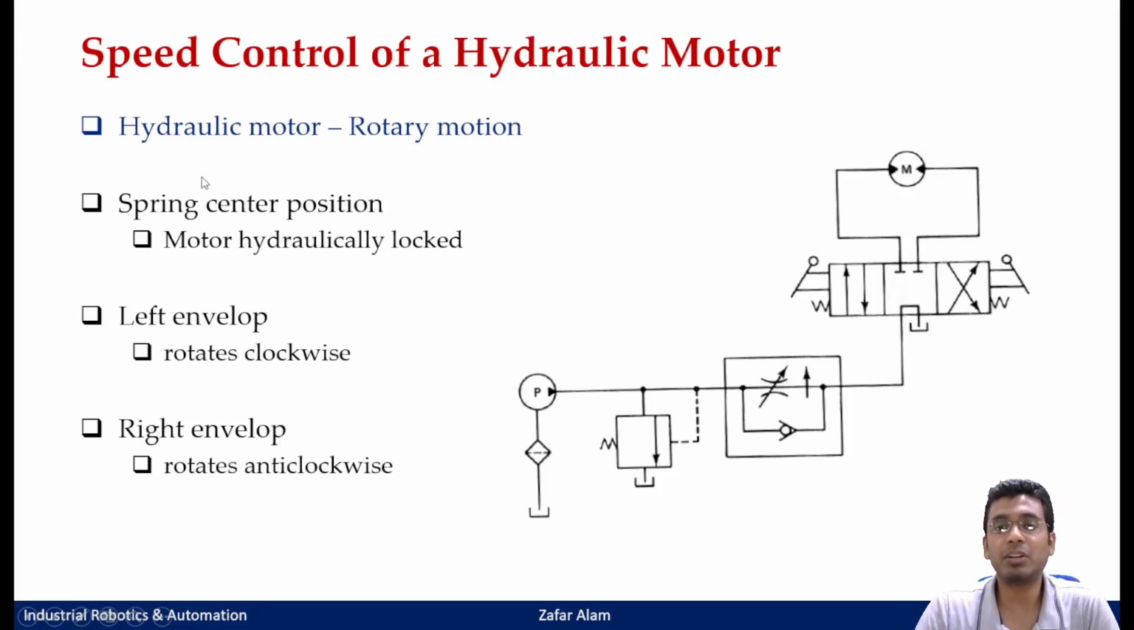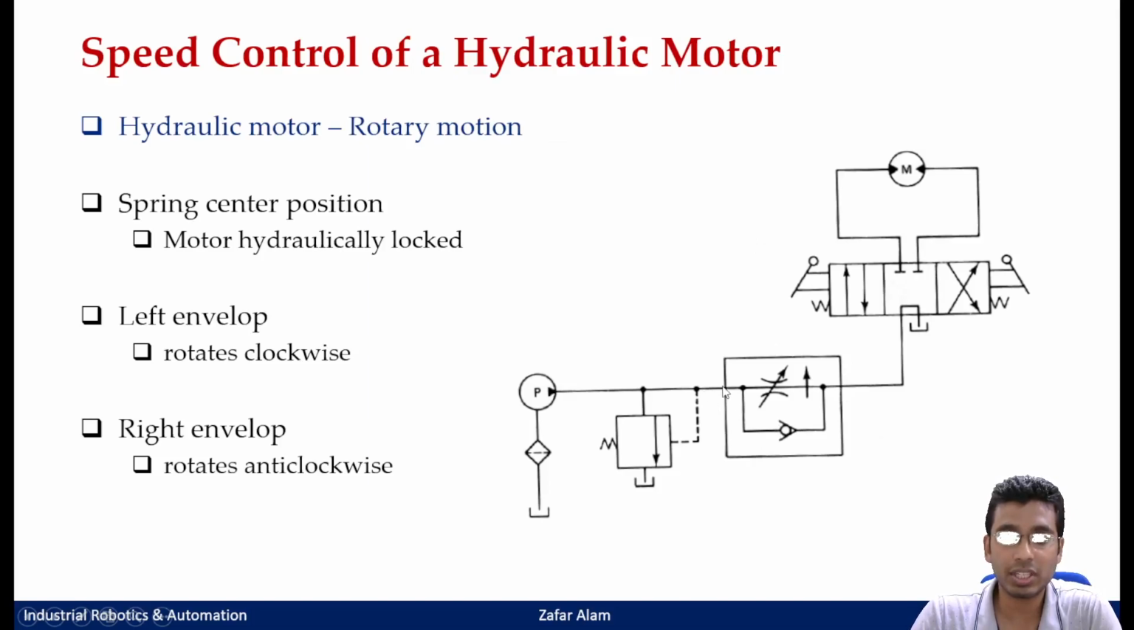For speed control, I actually require a flow control valve. So again, all these components, this and this, you know. What is a new component in this circuit that you can see? This one. And this is a flow control valve. What is a flow control valve?